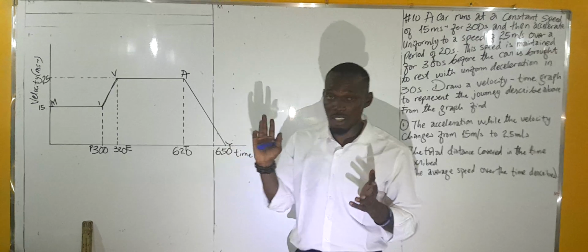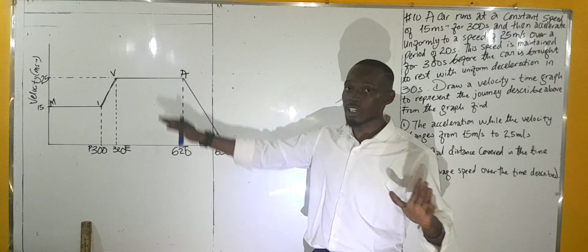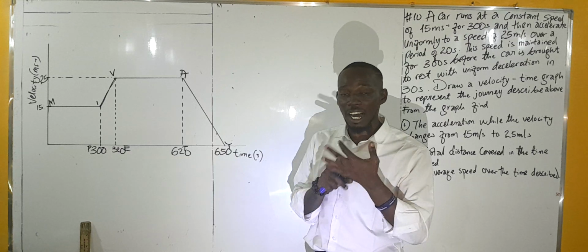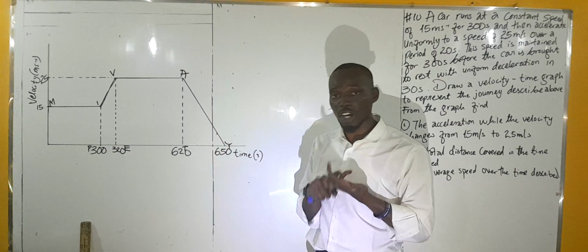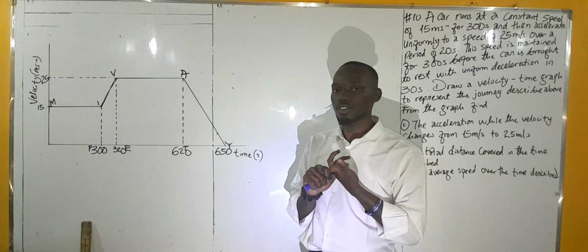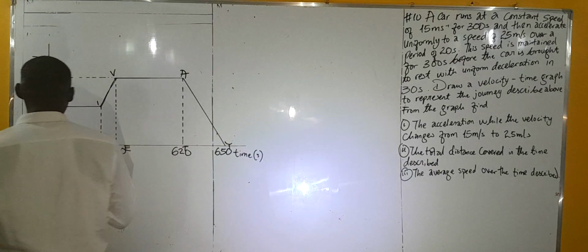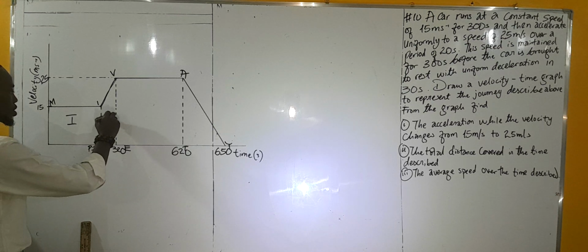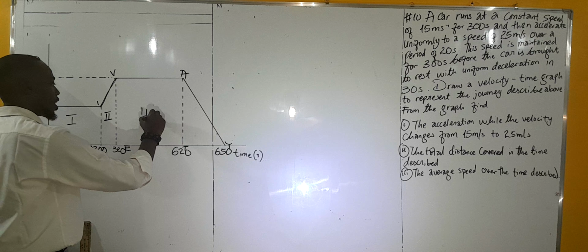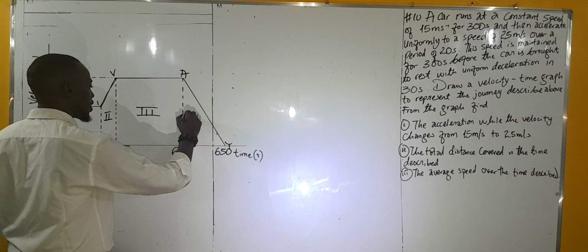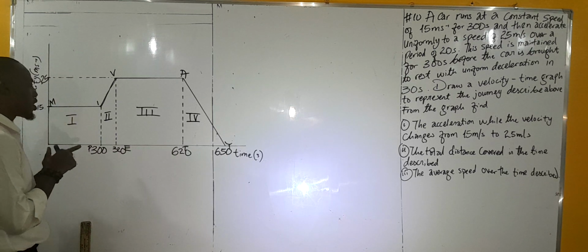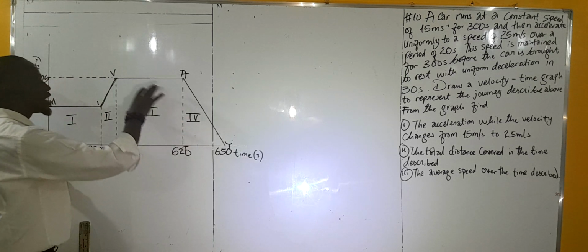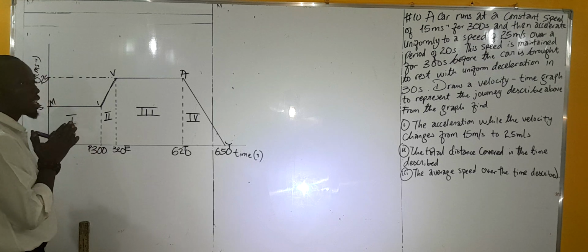So we will be using this. There is no other shape that can come in our velocity-time graph. We can have a square, a rectangle, a triangle, or a trapezium. So let's go to this. I'm going to call this I, this II, this III, and this IV. So we're finding the area of I, II, III, IV, and then once we've done everything, we'll add the answers together.